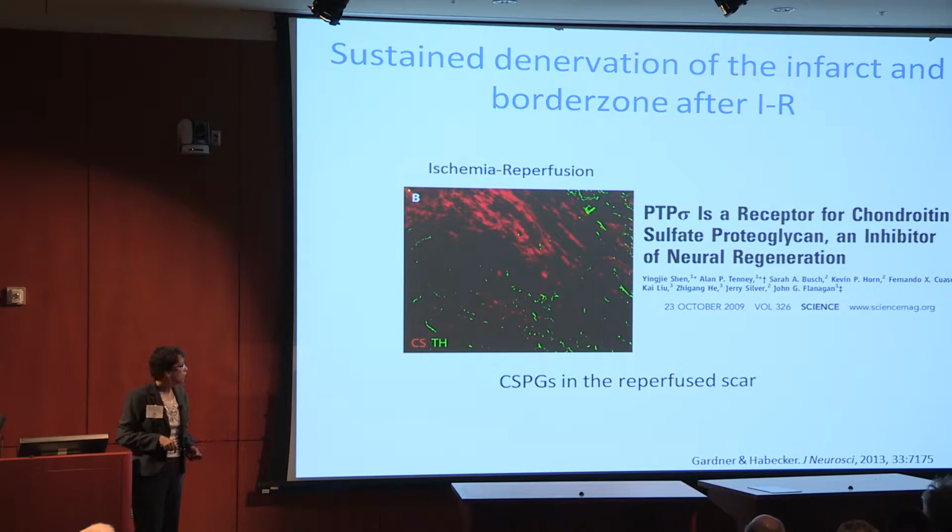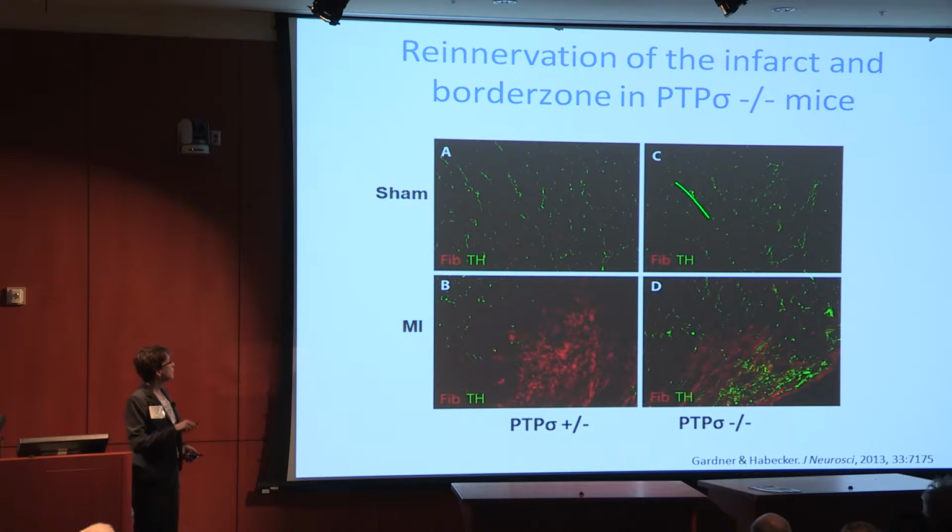So this is a transmembrane phosphatase. And so what we showed was that in animals that lack PTP sigma, and this is predominantly a neuronal protein, okay, that sympathetic nerves, now we do ischemia reperfusion, we get lots of reinnervation of the scar. And in fact, hyperinnervation, because there's a lot of nerve growth factor in the scar.